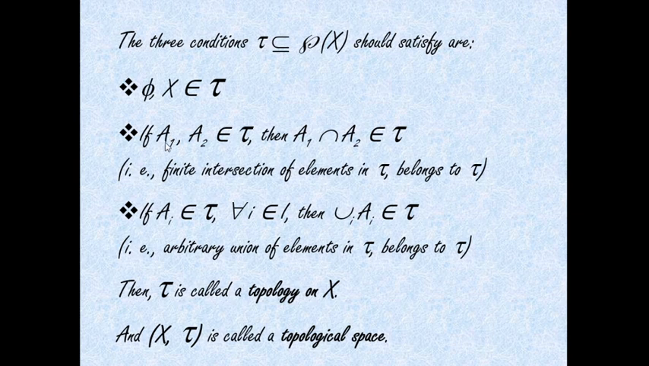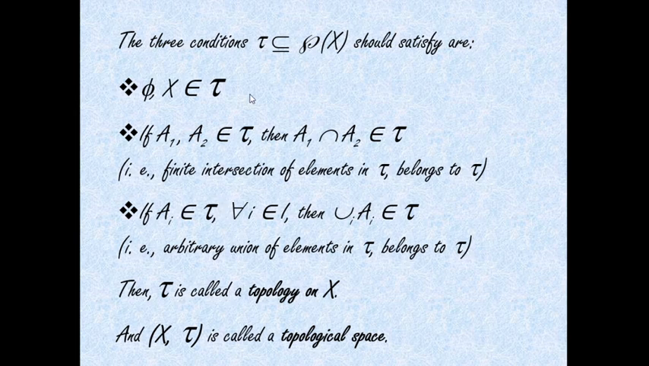The second condition says that if two elements or two sets belong to tau, their intersection should also belong to tau. And this will lead to finite intersection of elements in tau belonging to tau by induction. The third condition is, suppose A_i belongs to tau for every i belonging to an indexing set I. This indexing set can be finite, it can be denumerable, or it can be infinite, or whatever. So you can call it an arbitrary number of sets in tau. Their arbitrary union should be in tau. So we can say that arbitrary union of elements in tau belongs to tau. This condition is reduced like that.